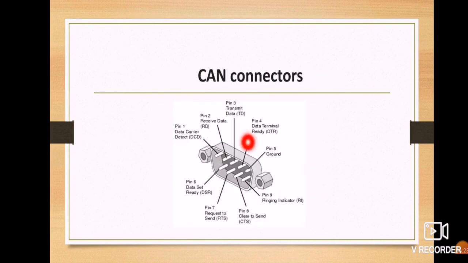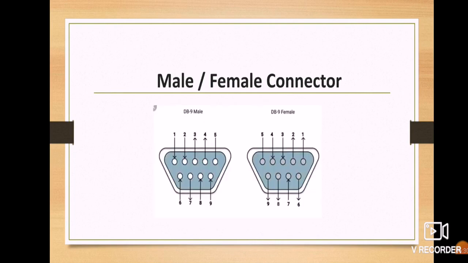If instead of pins it has holes that the pins may get into, it is a female connector. So just remember, in a male connector you have to count like this, and in a female connector you have to count like this. From your point of view, in a male connector it is left to right, and in a female connector it is right to left. So this is how you have to see.